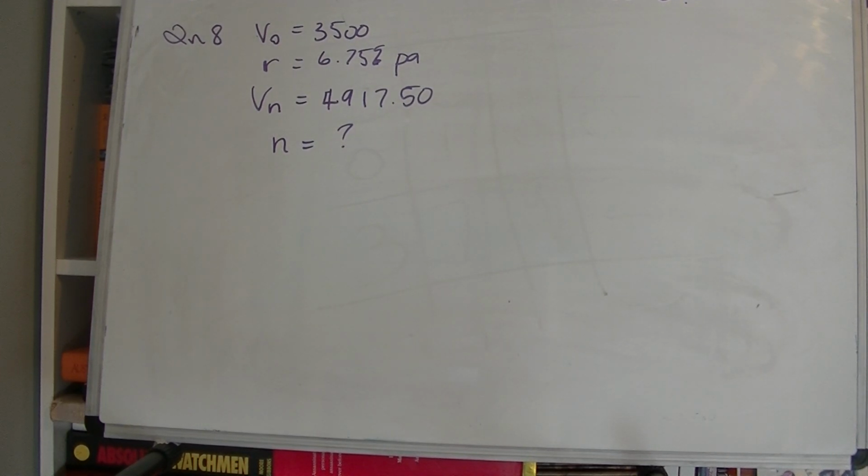It told us what little r was. Vn is the mistake, but that's what the future value is, $4,917.50. We're asking what is that n value? After how many years did it reach from 3,500 up to that number?